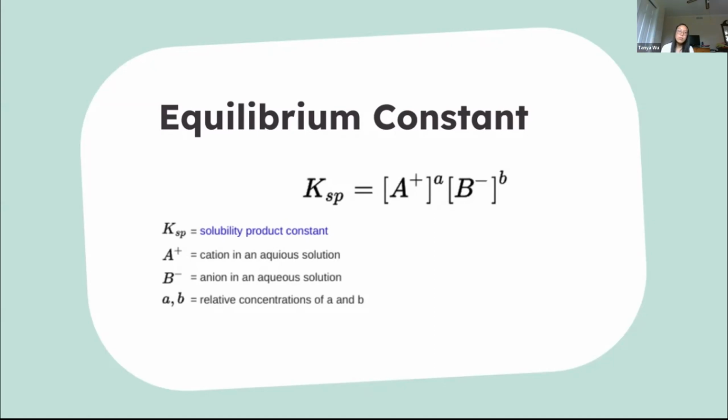So at a certain point, you can measure the concentrations of the cations and anions. And if that's more than the equilibrium constant, that means it's supersaturated. If it's less than it, that means it has not been saturated yet. And if it's the same as the constant, that means that it's at capacity.